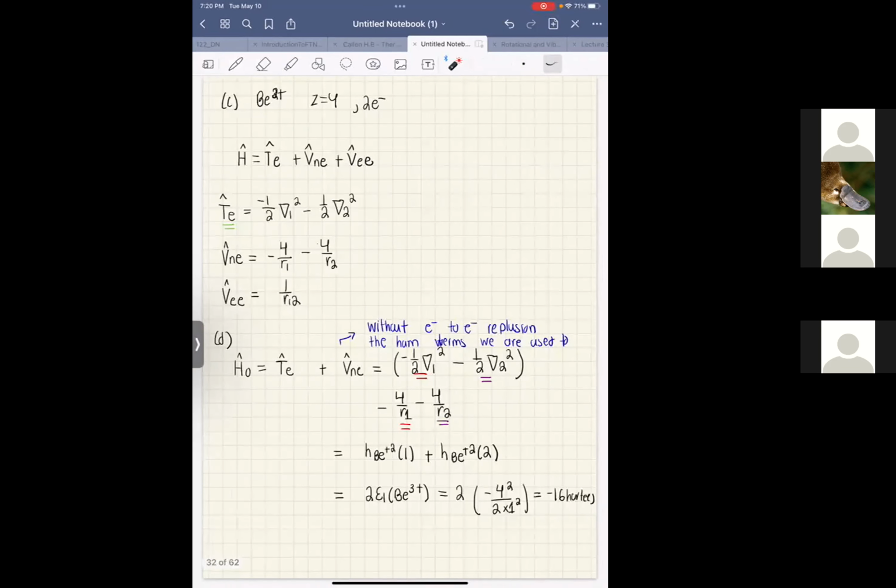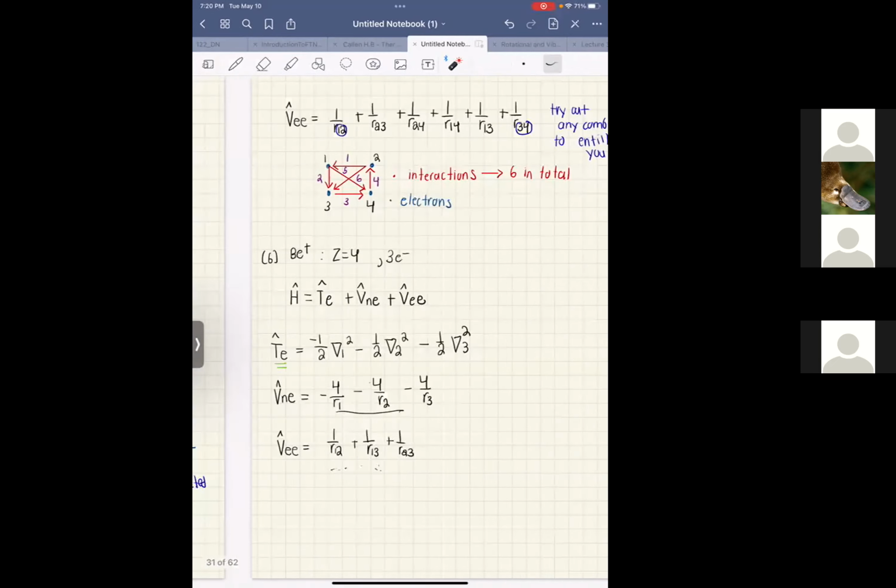Okay, so the same thing here. It's a lot easier because we have 2 electrons, and we pretty much do the same thing. The last term is 1, 2, and we can't have a 2, 1 because electron 1 can only interact with electron 2 once. And part D is the tricky part.